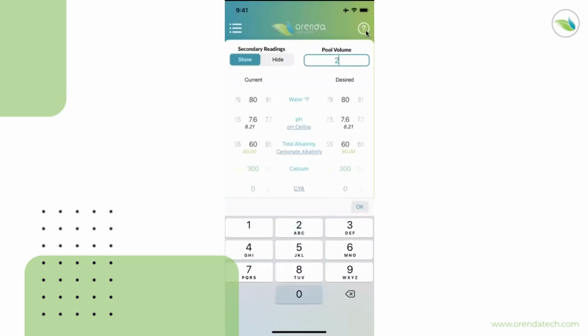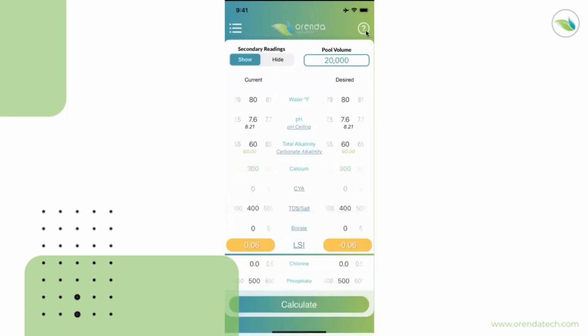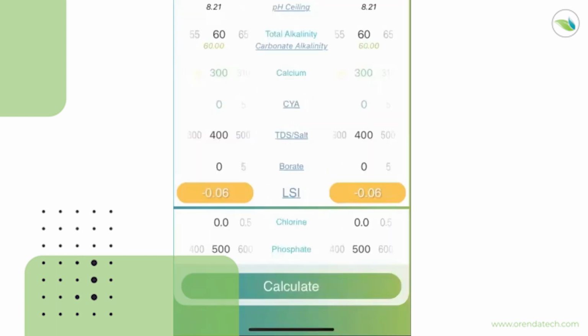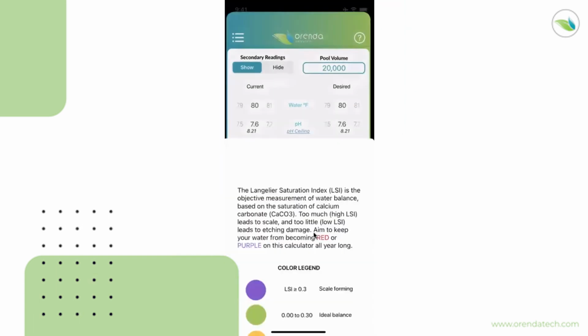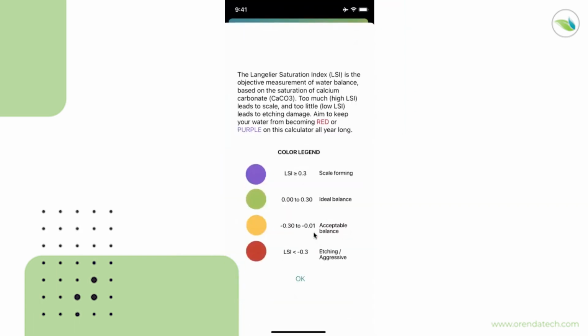That's great. Okay, so we're going to go 20,000 gallons just as an example for a backyard pool. So if we're going to change chemistry at all, we're factoring in two different things at the same time. Yes, we want to correct our chemistry, but we want to do so within the context of the LSI. So in real time, if I go down and I touch the LSI hyperlink, I get a color code that shows me what good and bad LSIs look like.